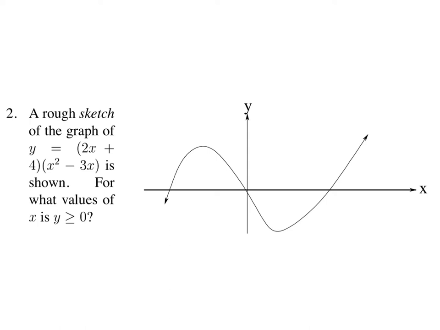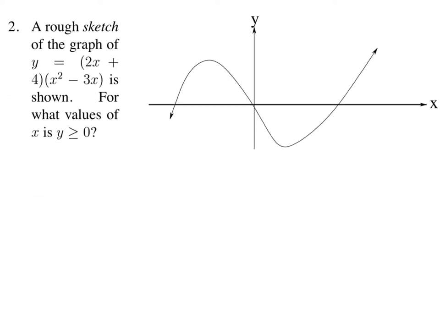A rough sketch of the graph y is equal to 2x plus 4 times x squared minus 3x is shown. For what values of x is y greater than or equal to 0?